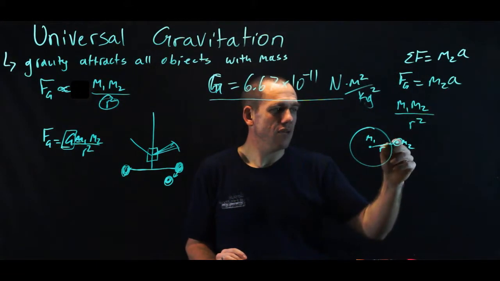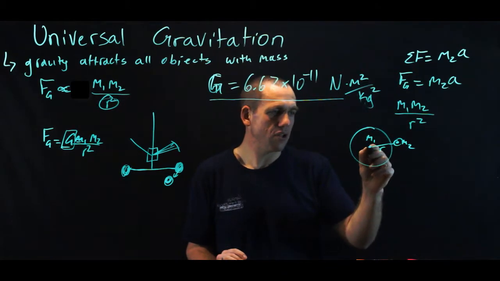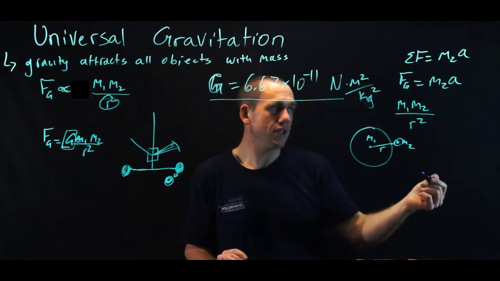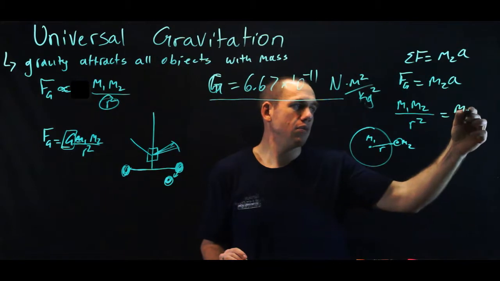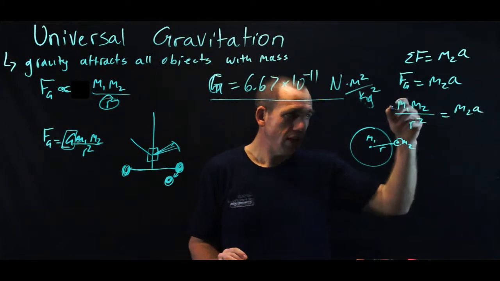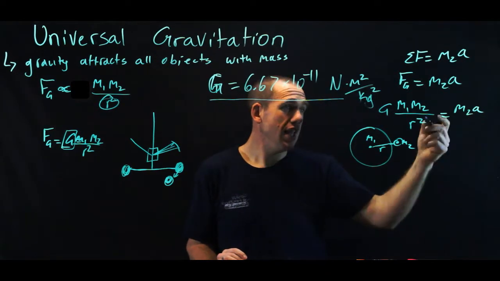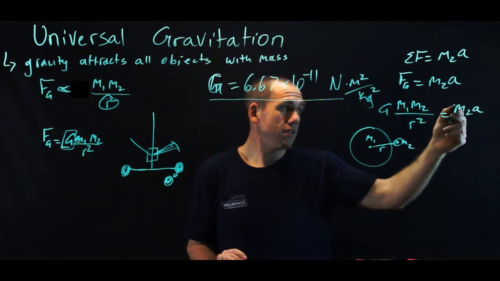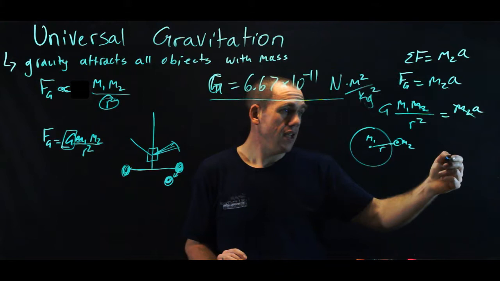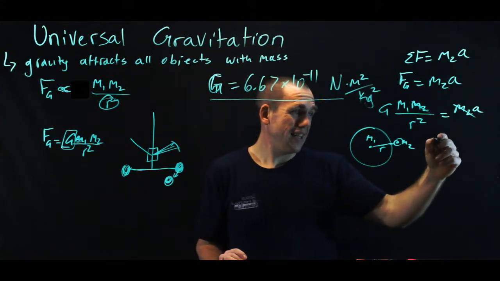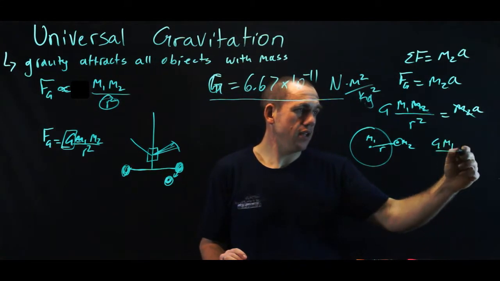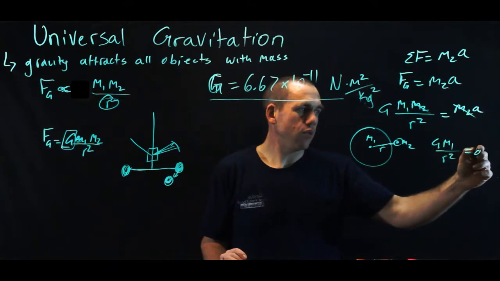So even when these two things are touching each other, it's measured from the center, so that's a non-zero distance, equals m2a. And I have G in here, right? Okay, so G m1 m2 over r squared equals m2a. You'll notice that m2 is in both terms, so it drops out. And so we get that G times m1 divided by r squared equals a.